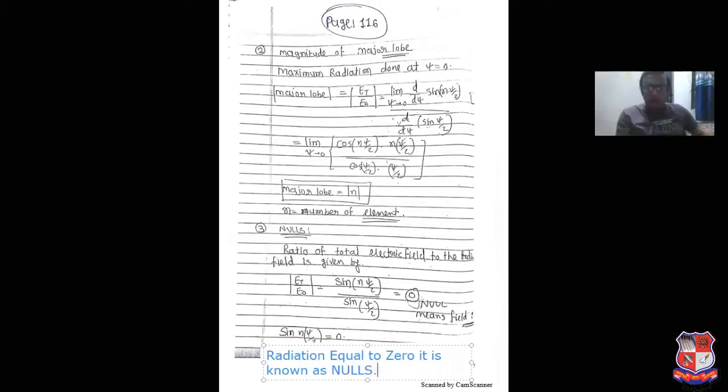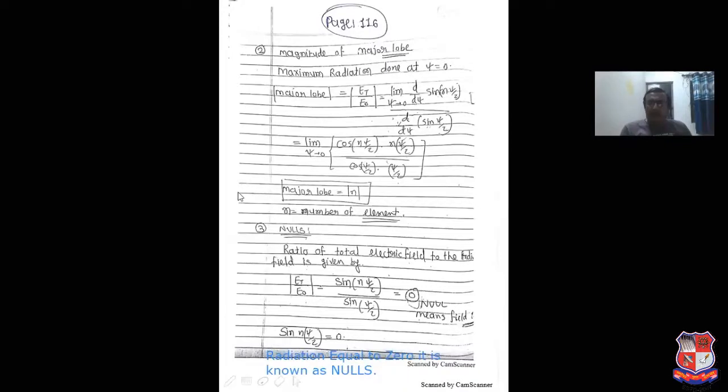It is known as nulls. The ratio of total electric field to the reference electric field, Et by E0, equals sine n psi by 2 divided by sine psi by 2, which is equal to 0. Null means zero radiation. So sine n psi by 2 is equal to 0.